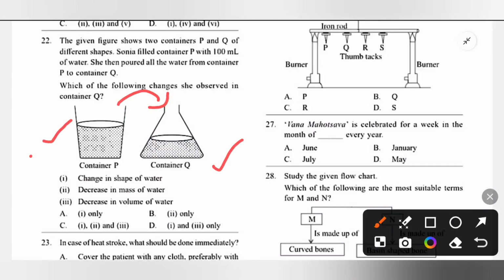Yes, because water takes up the shape of the container. 2, decrease in mass of water. No. 3, decrease in volume of water. No. So 1 only. Okay, 1 only. So option A is the correct answer. Okay, option A. Next one.